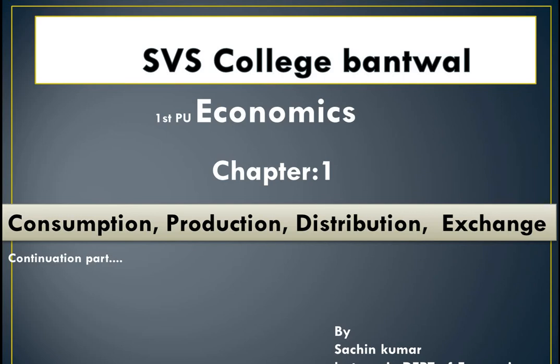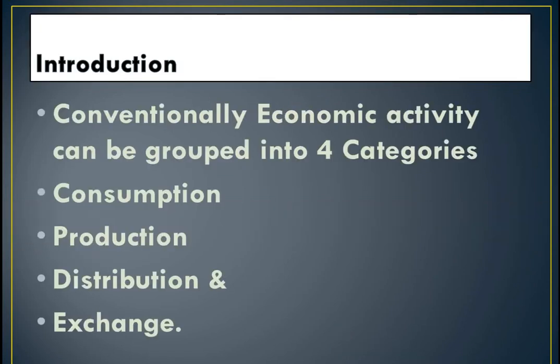Today we are going to study about the basic economic activities of human beings. So conventionally, human beings have four basic activities. They are consumption, production, distribution, and exchange. Conventionally means it's the old version. So conventionally we have four economic activities of human beings, which can be categorized as consumption, production, distribution, and exchange.